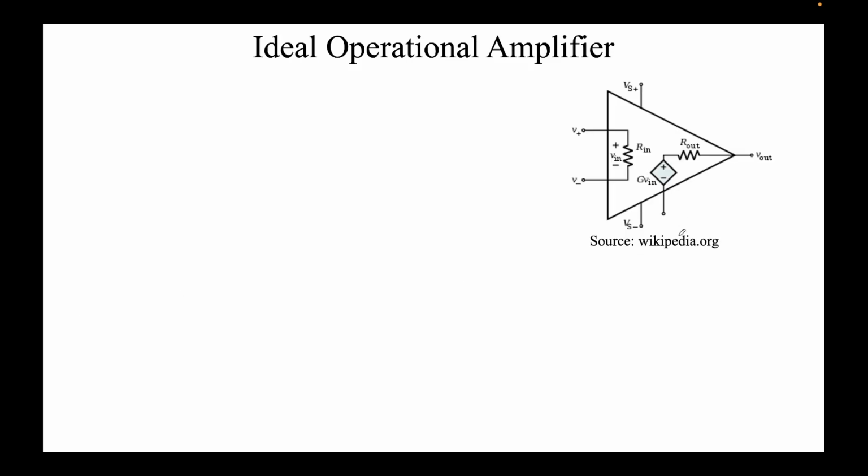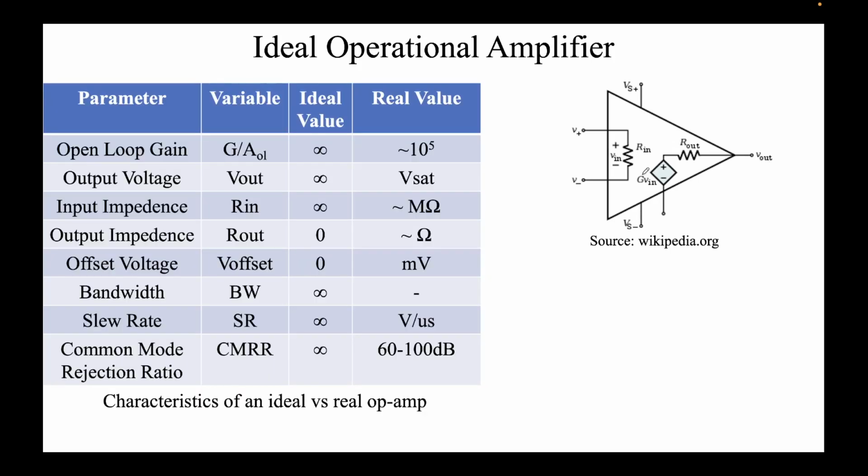This is a better model of the ideal operational amplifier, where you can see V plus and V minus, and the saturation voltages are given here, and this is the output voltage. These are the typical terms that you will come across, and I've summarized them over here. So open loop gain is usually denoted by G or AOL. Ideal value is infinite, but really you get 10 to the power 5.